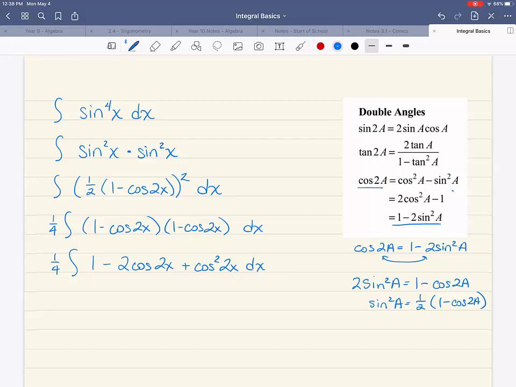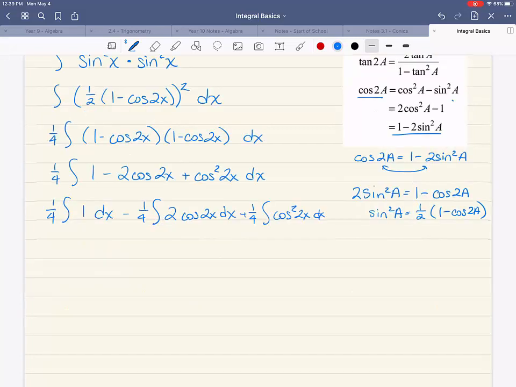So the first thing I'm going to do is split this into 3 separate integrals. 1/4 integral of 1 dx minus 1/4 integral of 2 cosine 2x dx plus 1/4 integral of cosine squared of 2x dx. 1/4 integral of 1 is just 1/4 x minus, now here I need to do a u substitution with this inner function.